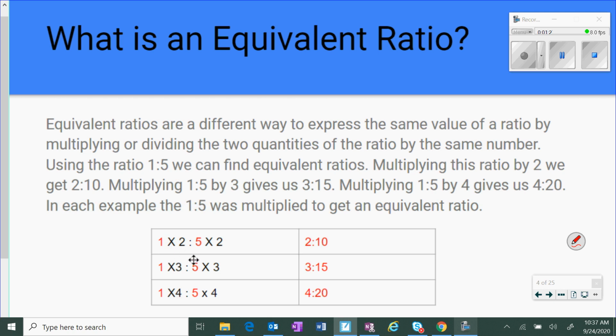Again, here on the middle row, we took the first term, multiplied it by 3, we got 3. Took the second term, multiplied it by 3, we got 15 for a ratio of 3 to 15. And then we went one more step and multiplied both sides by 4, and we got 4 to 20.